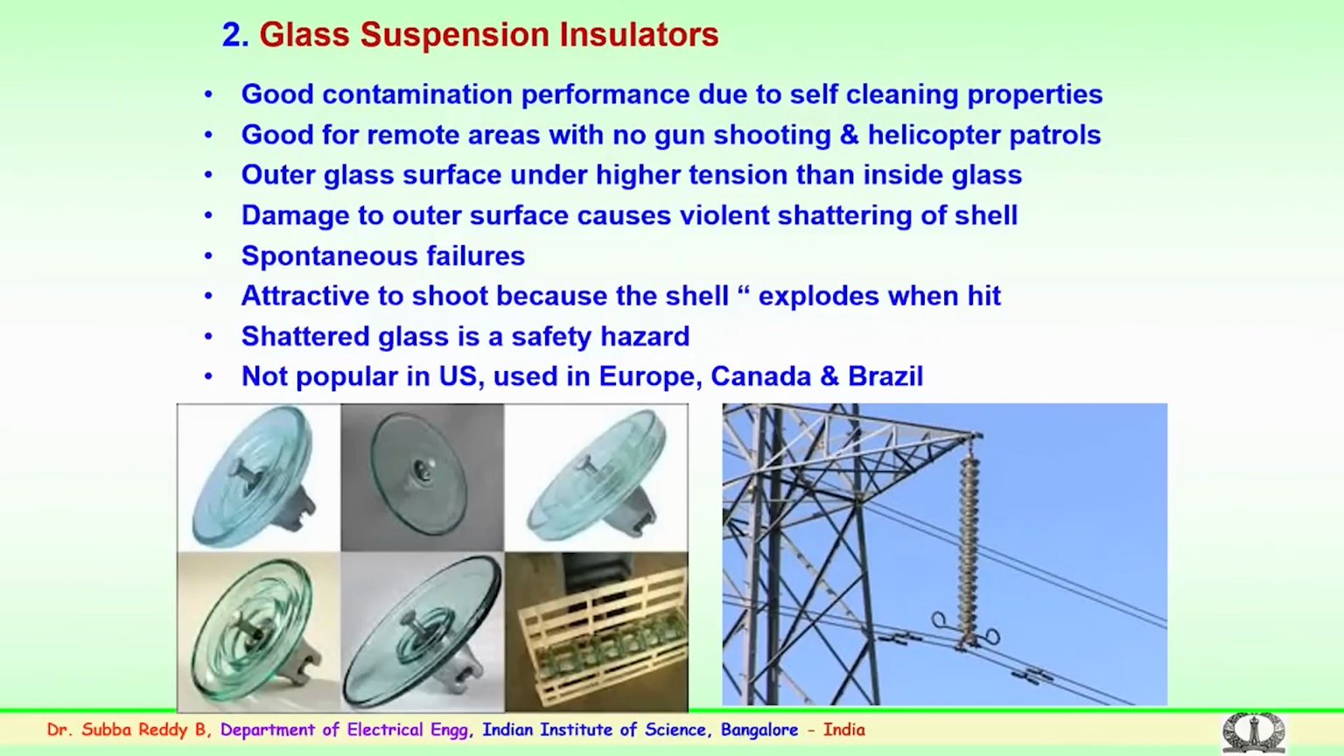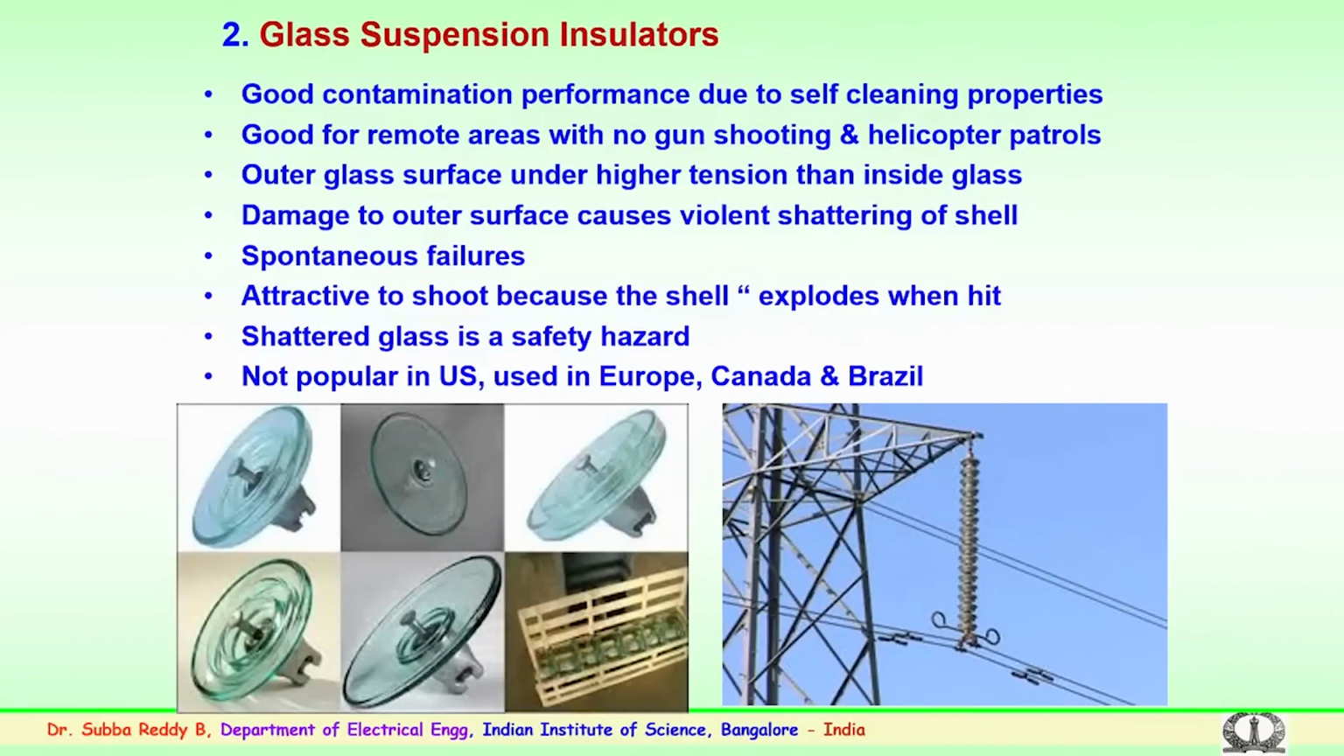In a glass insulator, the outer glass surface is normally under higher tension compared to the inside glass sheds. So any damage to the outer surface could cause violent shattering of the shell, with spontaneous failures in the line. Glass insulators are very attractive to shoot because the shell explodes when hit. Some people take it as fun to shoot and shatter them. Again, the shattered glass is a safety hazard.